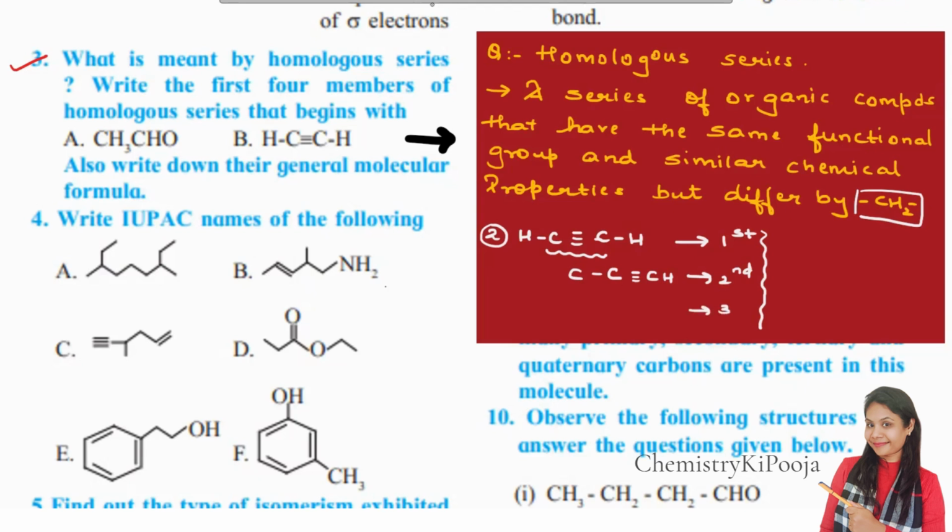Then for the third one, it is the C triple bond CH. I'm going to write down this one carbon as it is, and add one more carbon. And in the fourth member, this C triple bond C, then this, and one more carbon. Like this, we are going to keep on adding the carbon atoms for every member. And then lastly, I'm going to balance it.